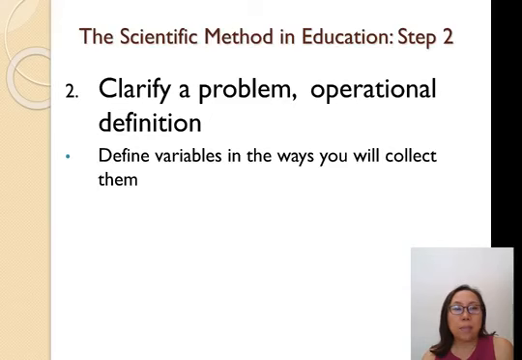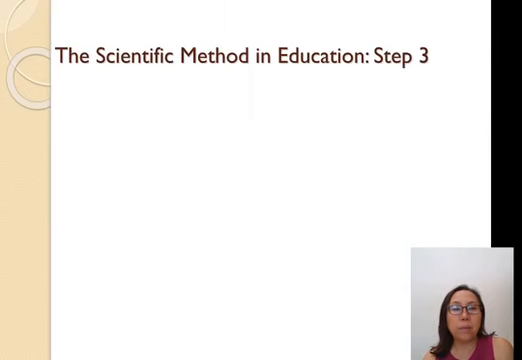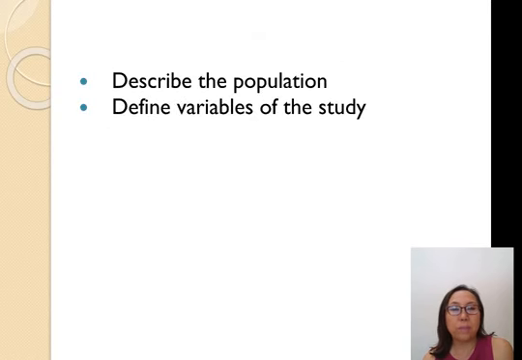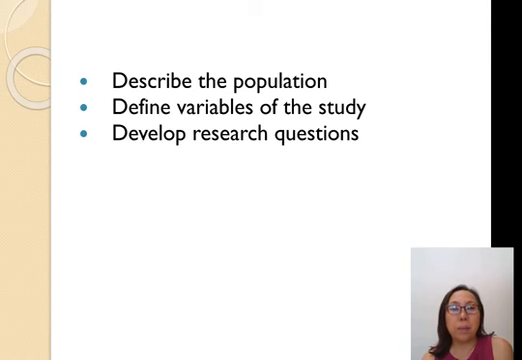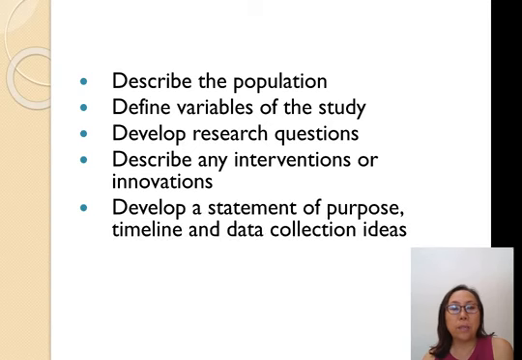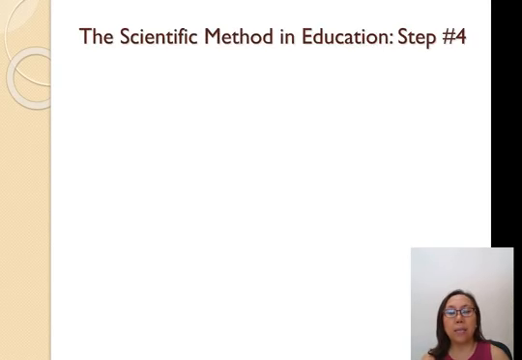The second step is to clarify a problem. You want to define the specific variables in ways that you will collect them. And then step 3 is to understand what data we need to collect to be able to answer your practical question. It also entails here describing the population, defining variables of the study, developing research questions, and any interventions or innovations that you are going to employ in the study. And you want to develop a statement of purpose, timeline, and data collection ideas.